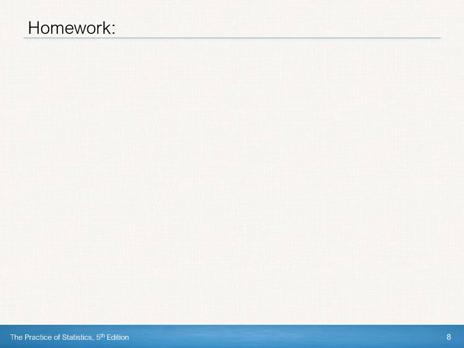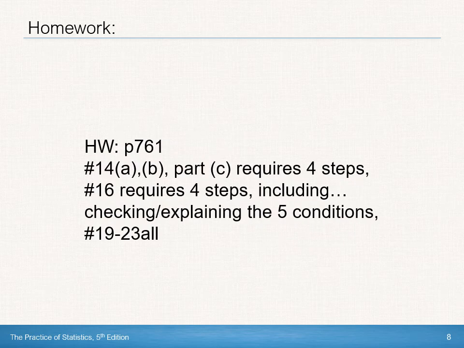All right, so you have some homework. There are numbers 14 and 16, both have 4-step problems in them. 14 part C requires you to do a 4-step. I think in that one they're probably giving you the assumptions or giving you graphs so that you don't really have to check that. They're probably going to say, assume that the conditions are met. So you probably won't have to check all 5 conditions in the plan part.